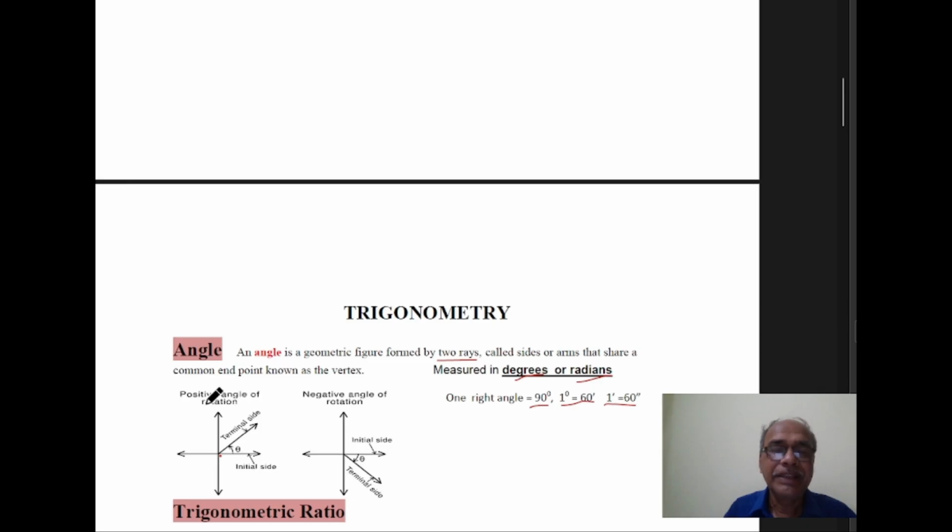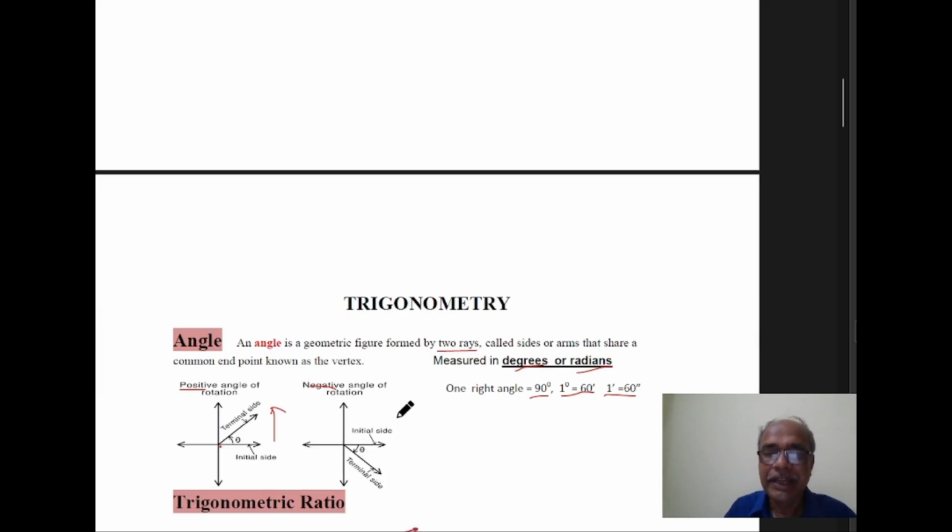Now the angle can be a positive angle or a negative angle. Here you see two sides, one is the initial side, another is the terminal side. If the terminal side rotates in the anti-clockwise direction, if you place a clock here, then the arm of the clock rotates in this direction. So if the terminal side rotates in the anti-clockwise direction, then the angle is positive, and if the terminal side rotates in the clockwise direction, then it is negative. So now it is clear which one is the positive angle and which one is the negative angle.